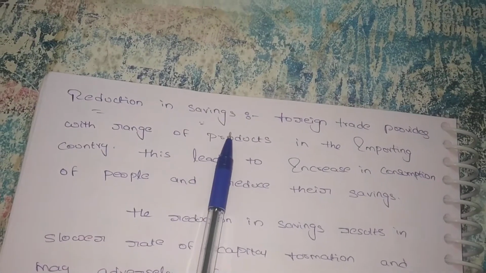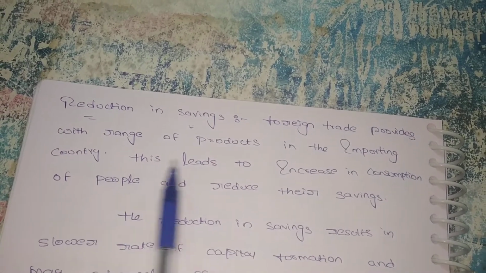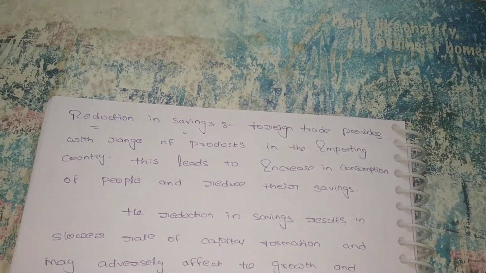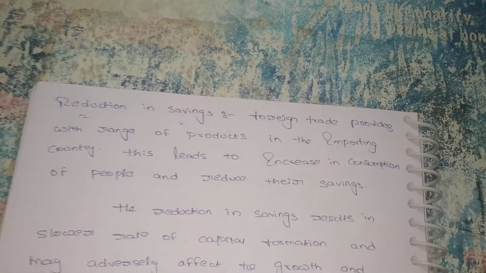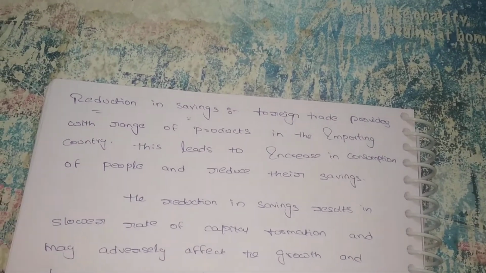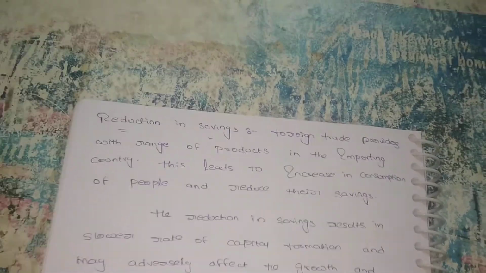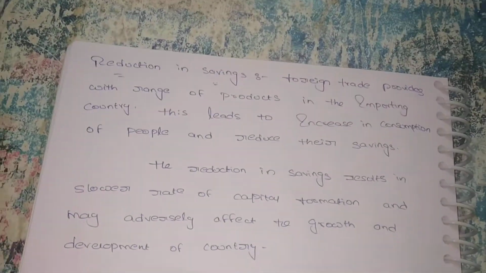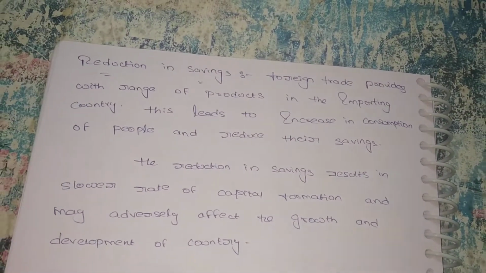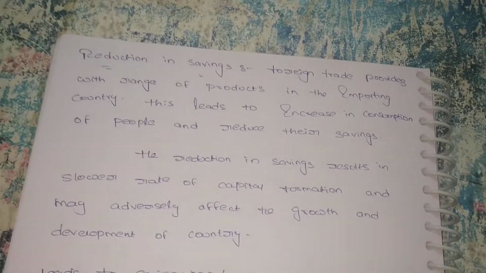Next, reduction in savings. Foreign trade provides a range of products in the importing country. This leads to increasing consumption of people and reduces their savings. Suppose there is a lack of resources, but more goods are available that we want to purchase. People are attracted to these products and spend their money on purchasing them without saving. The good is not useful for us, but we have money, so we purchase. By being attracted, we have to purchase. For this reason it reduces our savings.